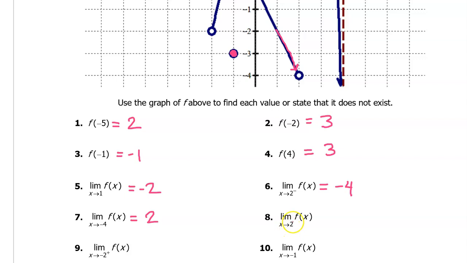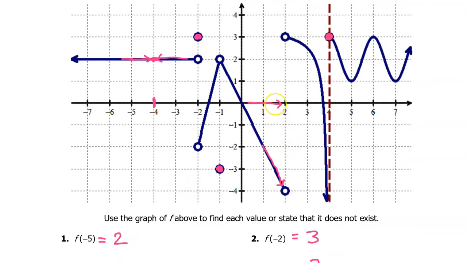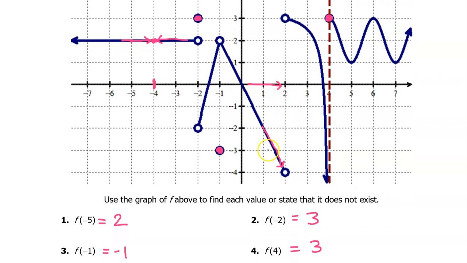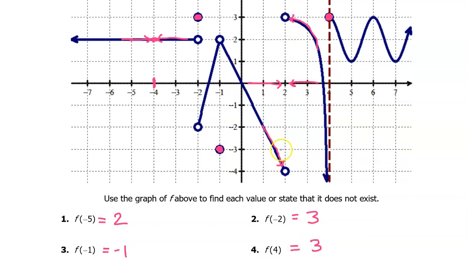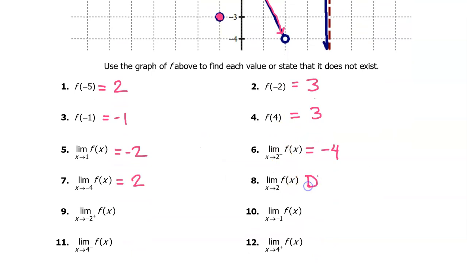Okay, the limit as x approaches 2. All right, well, so here's the thing. We talked about what's happening as x approaches 2 from the left a minute ago. So as we approach 2 from the left, the function is approaching -4. However, as we approach 2 from the right, the function is doing this. All right, as we approach 2 from the right, the value of the function is approaching 3. So because from the left we're approaching one value, and from the right we're approaching a different value, in that case the limit does not exist. It has to approach the same value from the left and from the right. So this limit does not exist. So we will just put DNE.